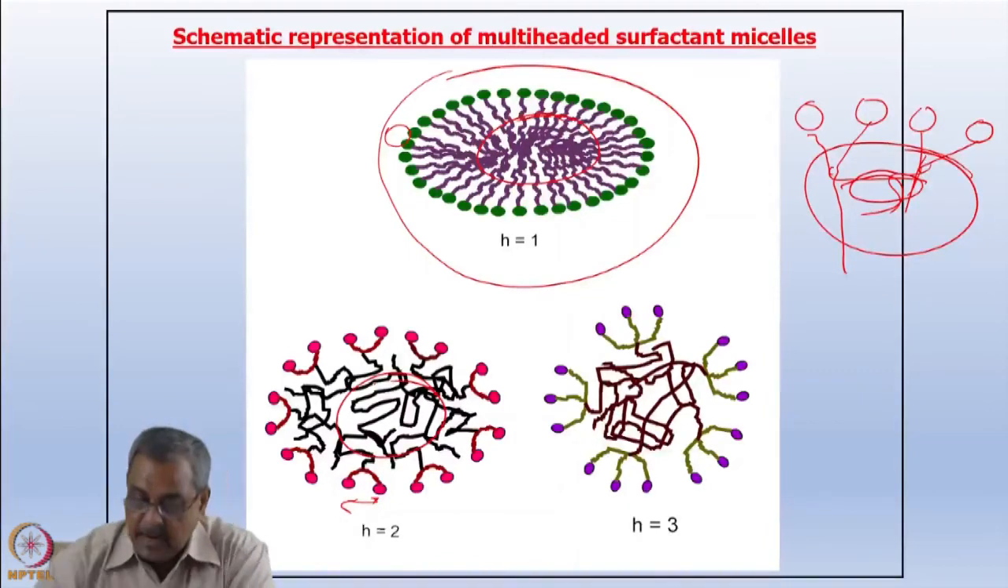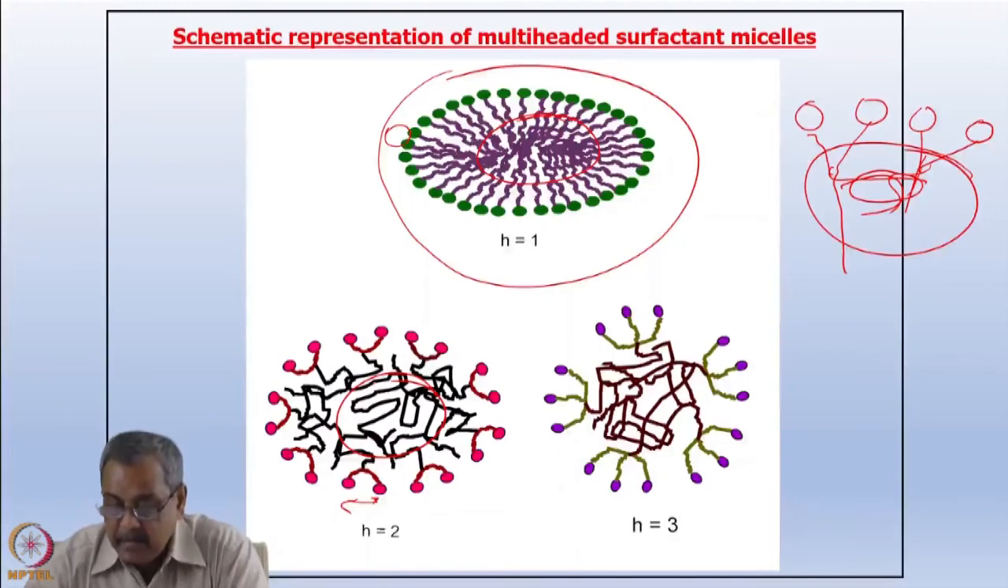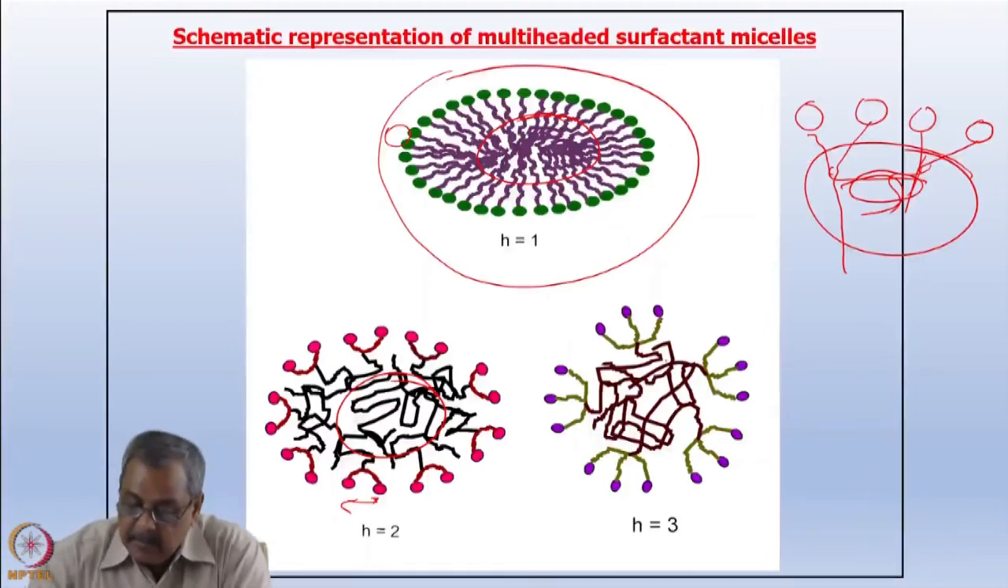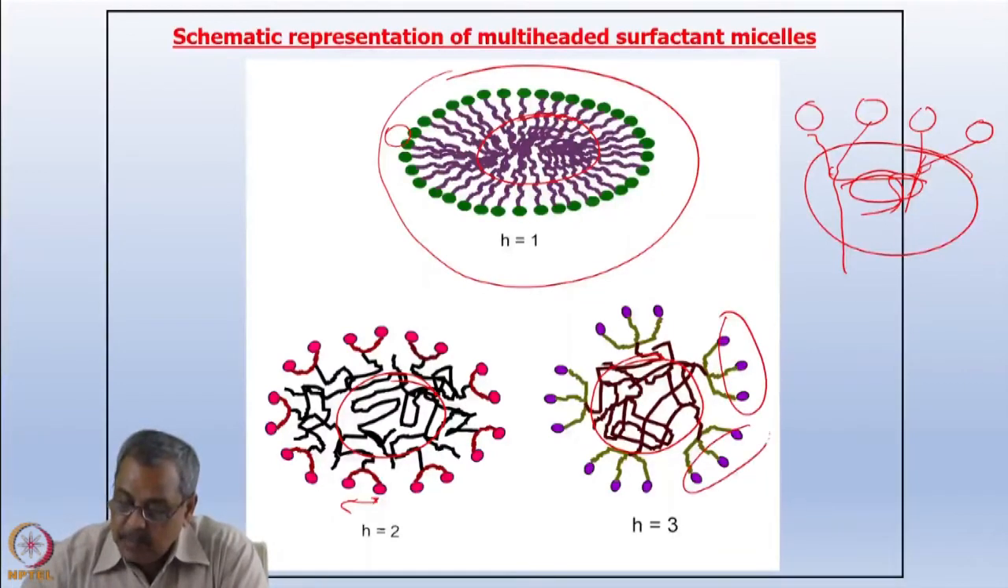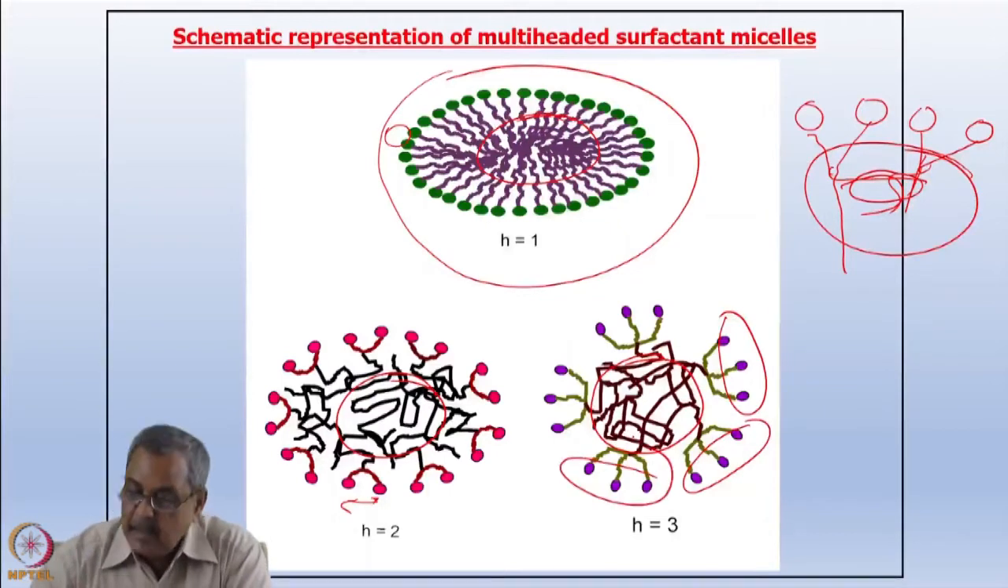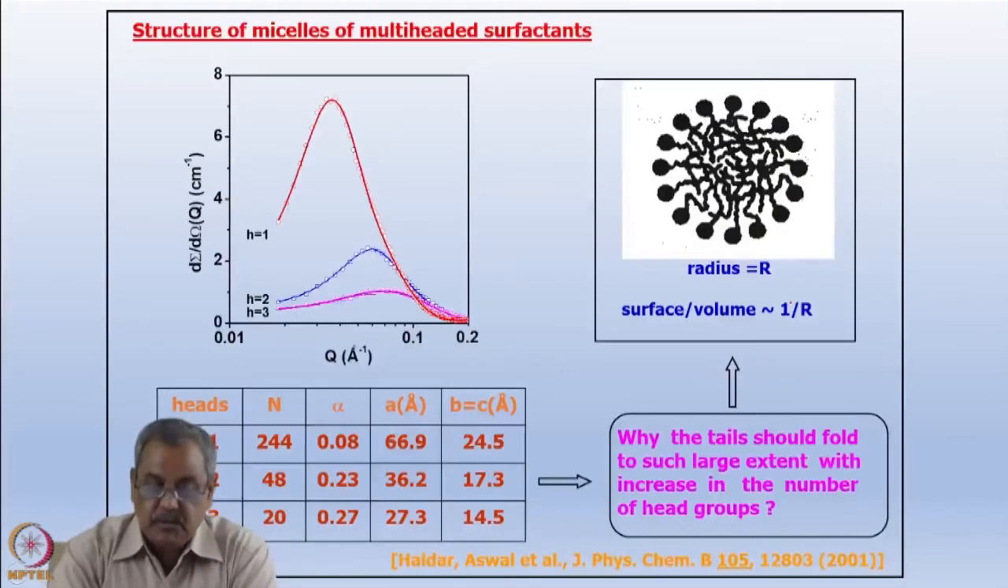inside the micelle, and this entanglement increases as you increase the number of head groups. So the coordination number decreases and the entanglement increases, because they have to fill up this space and not allow any water to come in. At the same time, the repulsion between the head groups has to be respected. And then the data I show you here.